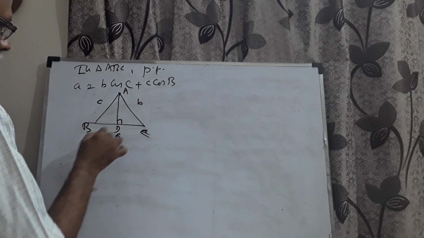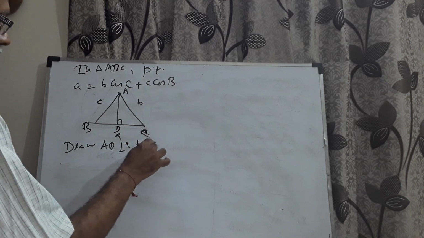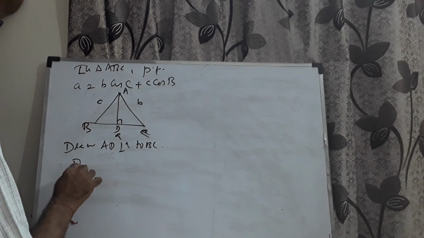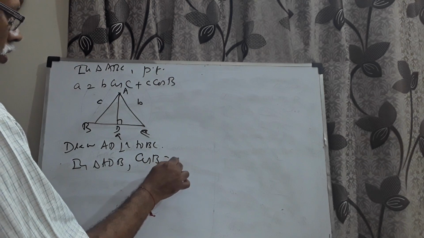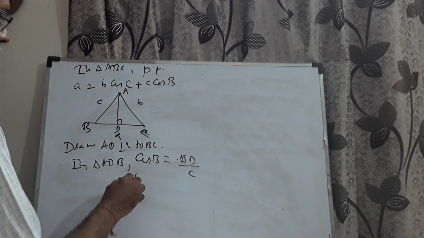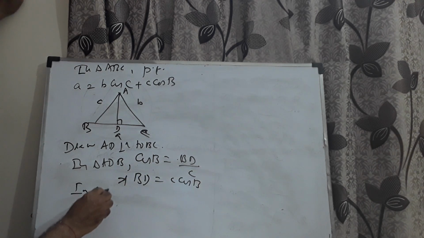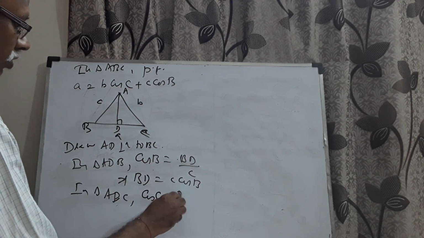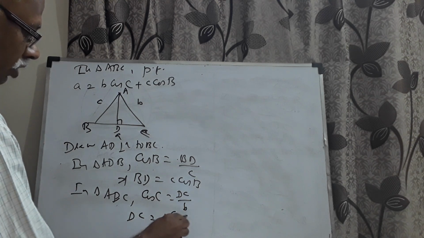Draw AD perpendicular to BC. Just listen carefully. In triangle ADB, let me apply cos B. Cos B is nothing but BD by c, which implies BD happens to be c cos B. Now similarly in triangle ADC, let me apply cos C. Cos C is nothing but DC by small b. Now DC is nothing but b cos C.